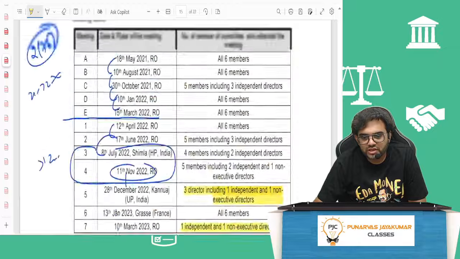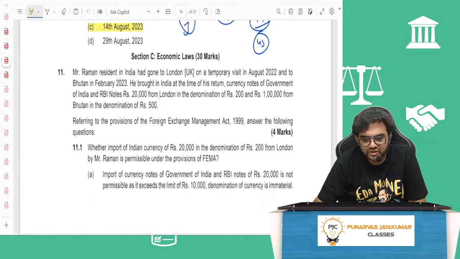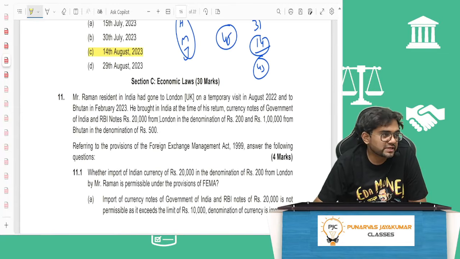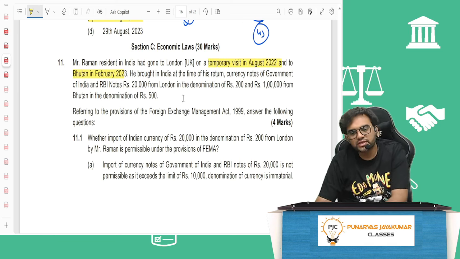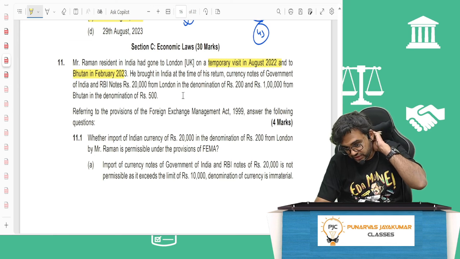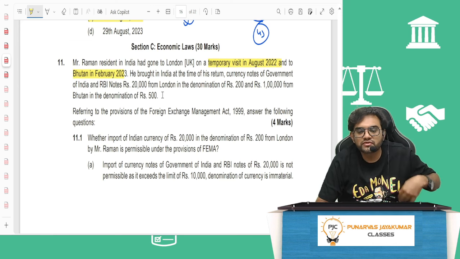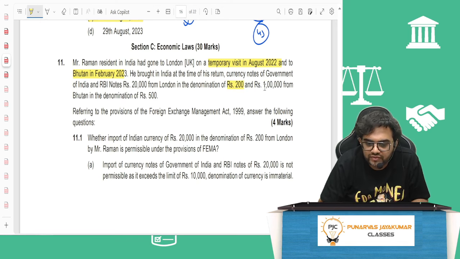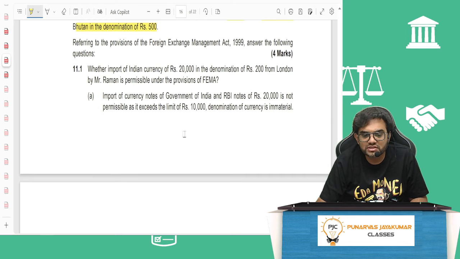So this was regarding securities law. Last part guys, 10 minutes we'll finish it off. 10-15 minutes maximum. Economic law, 30 marks. Mr. Raman, resident in India, had gone to London, UK on a temporary visit in 2022 and to Bhutan in February 2023. He brought, at the time of his return, currency notes of the government of India and RBI notes: 20,000 from London, denomination of 200, and 1 lakh from Bhutan, denomination of 500. Referring to the provisions, answer.